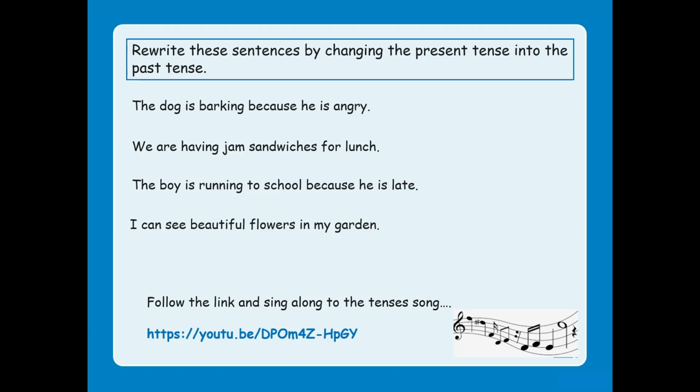The next sentence is the boy is running to school because he is late. That's describing something that he is doing now. It's the present tense. Write that sentence in the past tense. So what does running change to? I can see beautiful flowers in my garden. Change that sentence to the past tense. What would see change to?